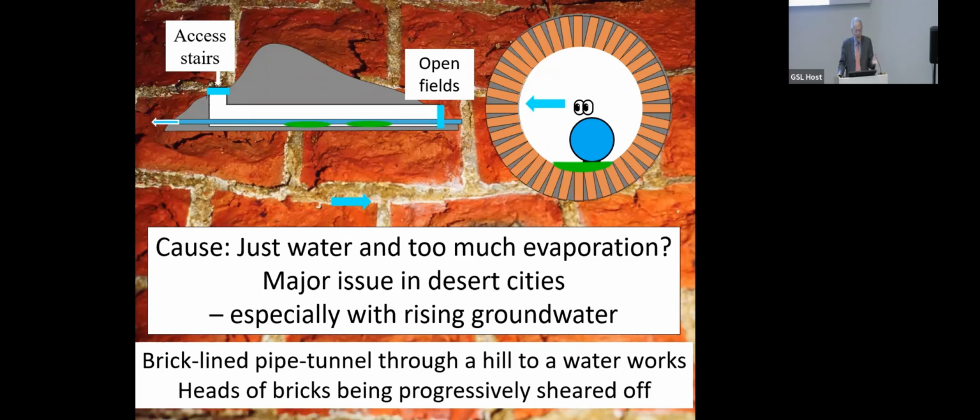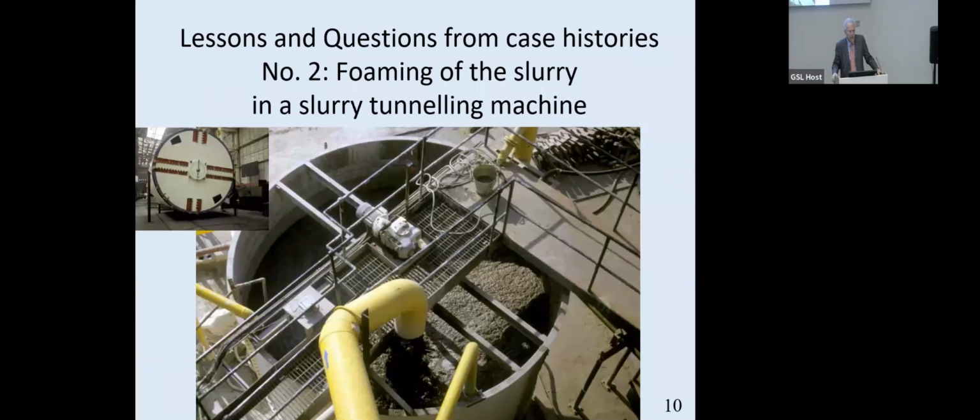We'll come back to that a little bit with salt deposition in desert cities. Another one that is probably inorganic, foaming of the slurry in a slurry tunneling machine. In Cairo, many years back, the breakout block for the launch of the tunneling machine was through a block of silicate ester grouted ground. And when they advanced the machine into it, the slurry turned to foam. And the foam then just basically, the pumps couldn't work. They couldn't develop the pressure they needed.